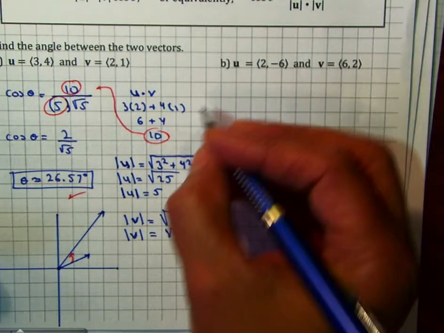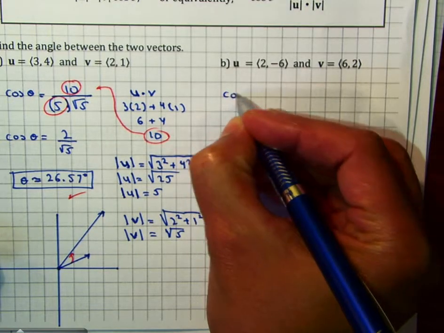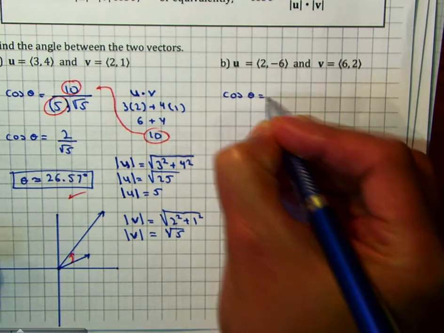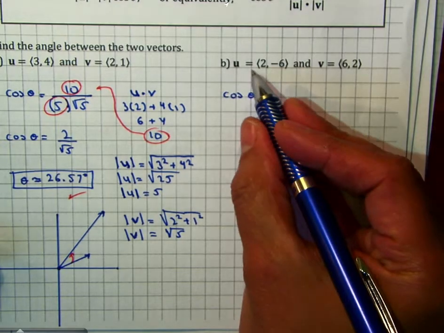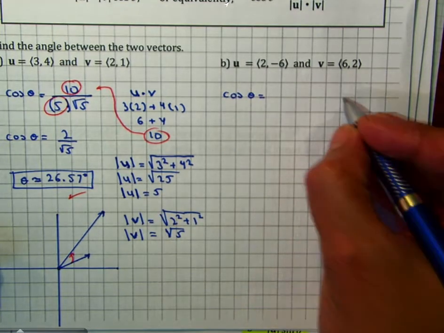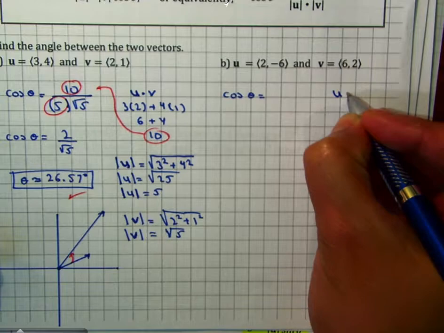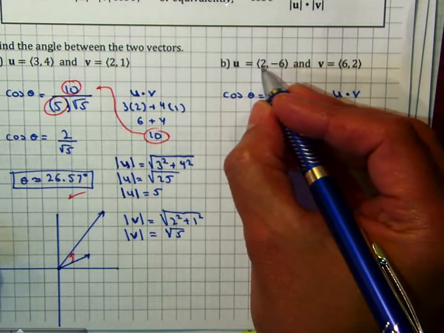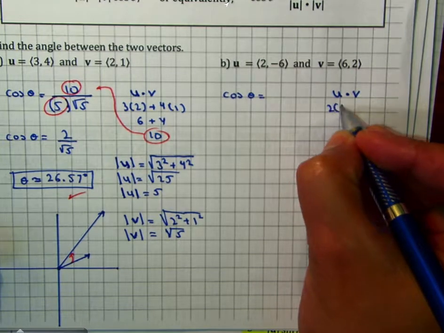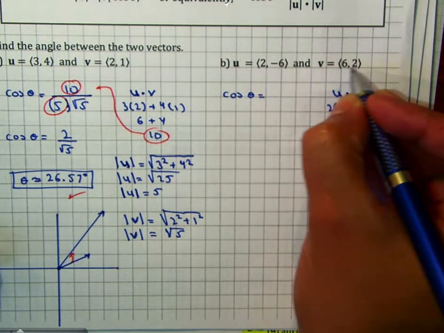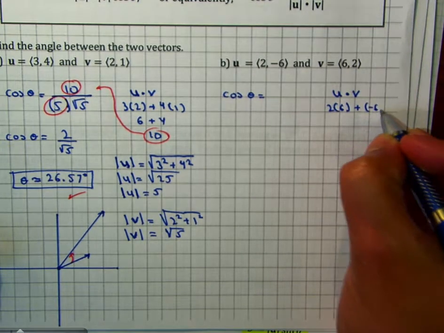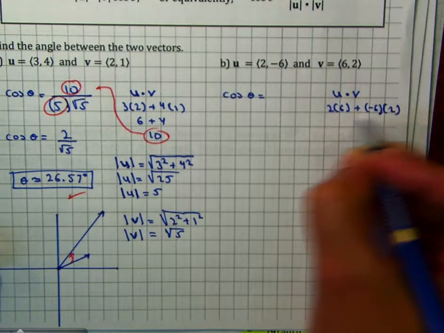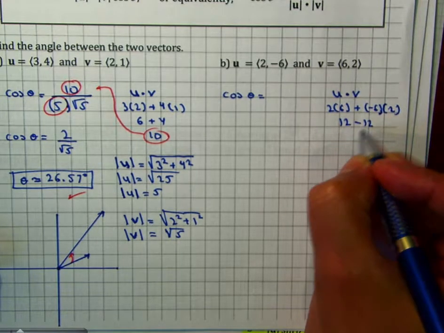Excellent. So in this case, I need to be able to find the angle. So the cosine of theta is equal to the dot product of u and v. So be u dot v, where that'll be 2 times 6 plus negative 6 times 2. So therefore it'll be 12 minus 12, which will be 0.